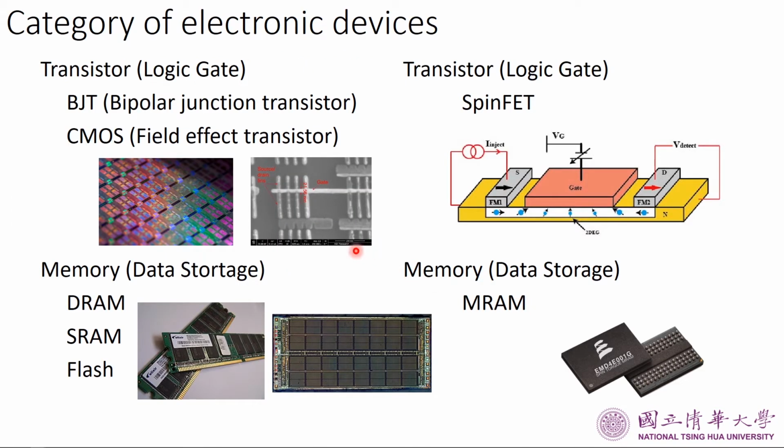Now we will go through an overview of electronic devices, which we often fabricate on a silicon chip. Generally speaking, we can divide these devices into transistor and memory. A transistor consists of source, drain, and gate. As you can see in this picture, it is a processor.